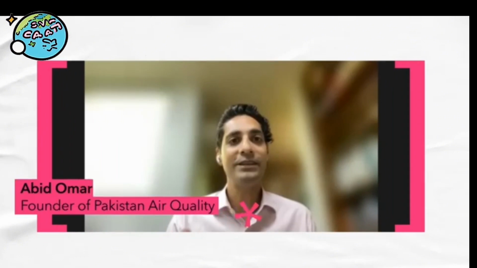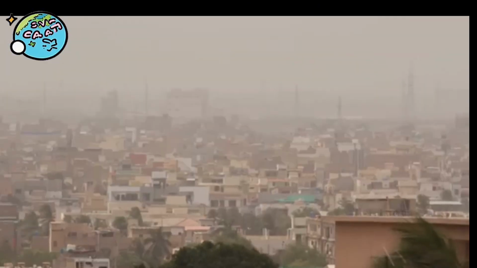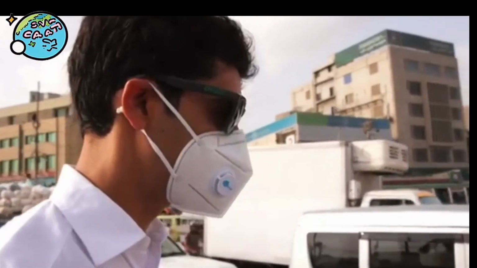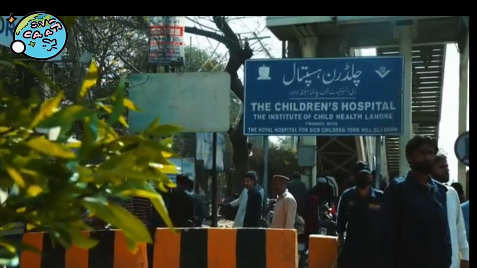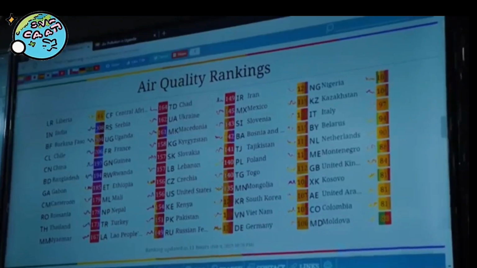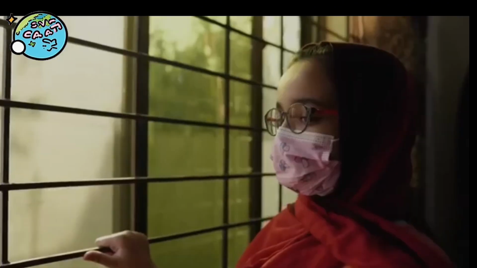This is Abid Omar. In 2016, he founded the Pakistan Air Quality Initiative. In Pakistan, there are very few air quality monitors set up by the government, but things are actually getting better. Together with low-cost monitors, they are providing that data publicly on the internet, on various platforms, and that data is what is driving awareness. There are now more than a dozen sensors in Lahore showing current conditions, making it hard for government and citizens to ignore the issue.